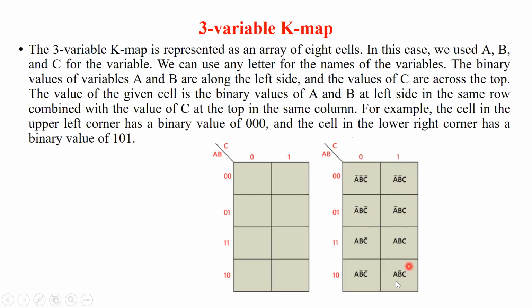Okay, so similarly you fill this one. This is my 3 variable K-map. A, B, C, or I can write A, B, C. That way also. So in that case, I will have 2 rows and I will have 4 columns. That is also possible. But 8 cells should be there. 1, 2, 3, 4, 5, 6, 7, 8.